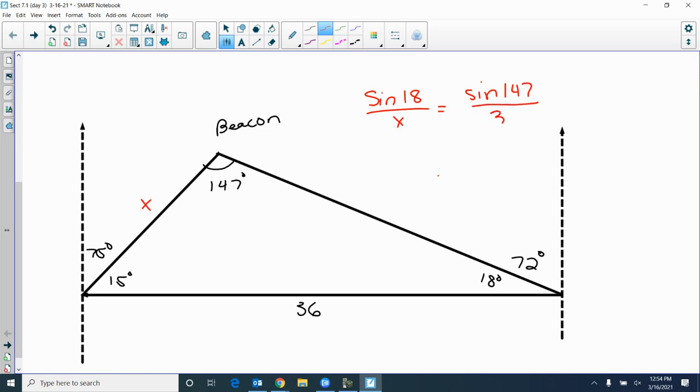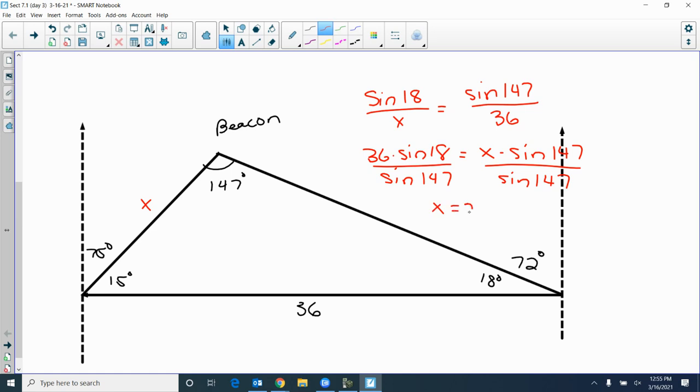over 36. All right, minimum, make sure you show me your setup. You don't need to show me the particular details after this. I mean, if you want to, that's absolutely fine, but you don't need to show the cross multiplying and dividing. But I do need to see at least that setup. And then we divide by sine of 147. And then we said 20.4 miles, I think, for that.